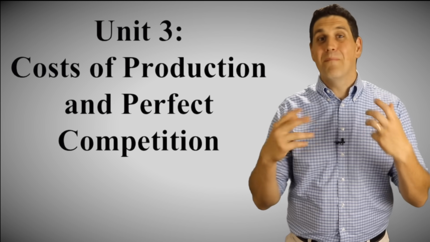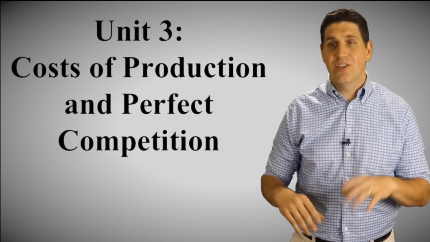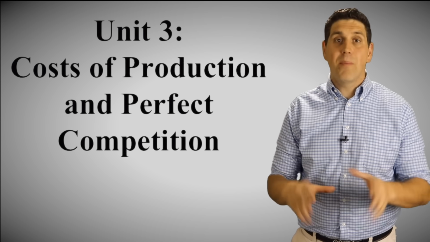Now, Unit 3 is really the meat and potatoes of microeconomics. This is where you talk about cost curves. You start doing some calculations. You start putting together the theory of the firm. It gets hard, but it starts off easy.